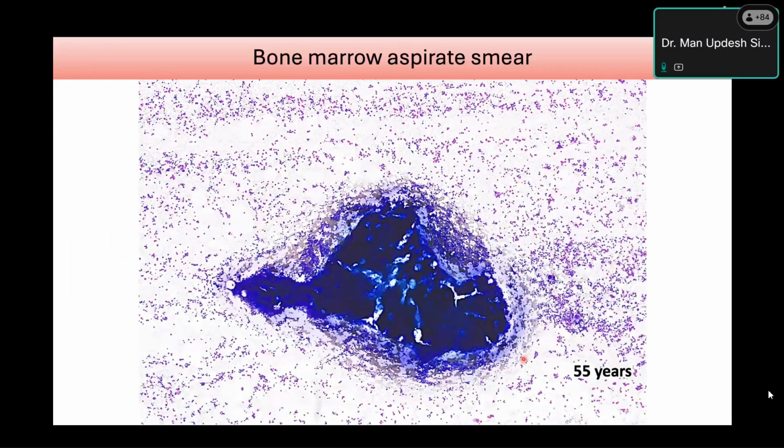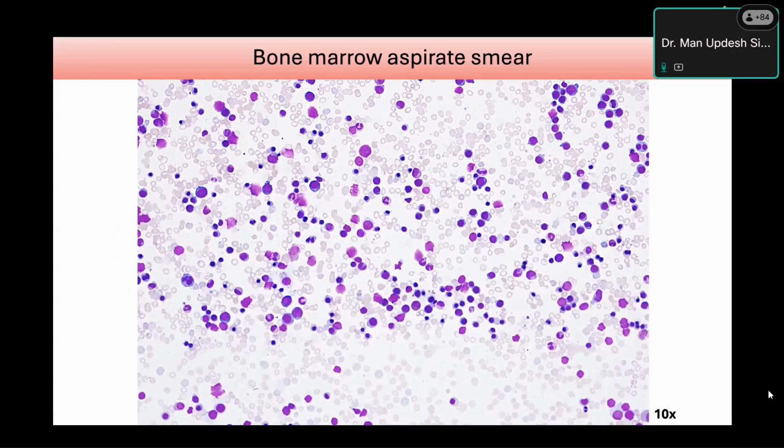For 55 years, this is definitely a very hypercellular packed particle. There are very cellular looking trails there, right? A 10x photograph is showing fairly cellular trails, and you see mostly cells. Okay, we go in higher.